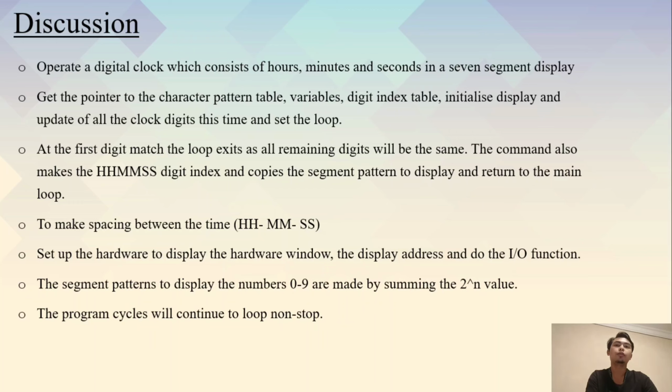And we also have to set up hardware to display the hardware window and display address and also do the I/O function. And lastly, the segment patterns to display the numbers 0 to 9 are made by summing 2 to the power of n values, or we call it a hexadecimal number. And lastly, the program will continue to cycle in an endless loop.